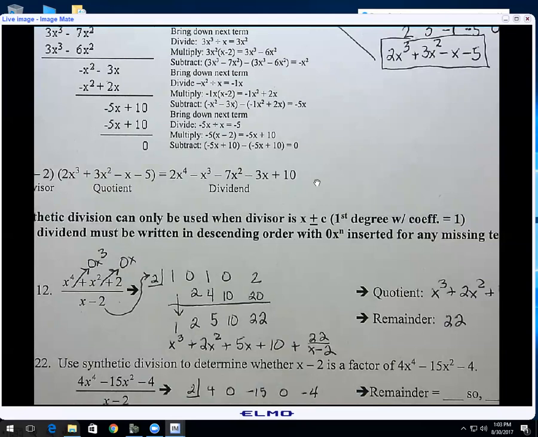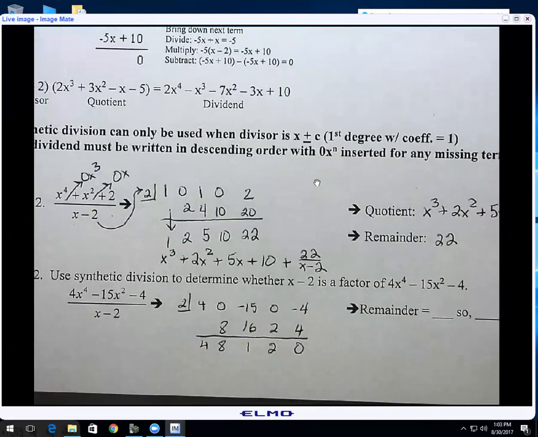What did you get for a remainder? 0. If your remainder is correct, then the rest of it's probably correct. I got a remainder of 0 as well. Now this problem actually asks us something else.